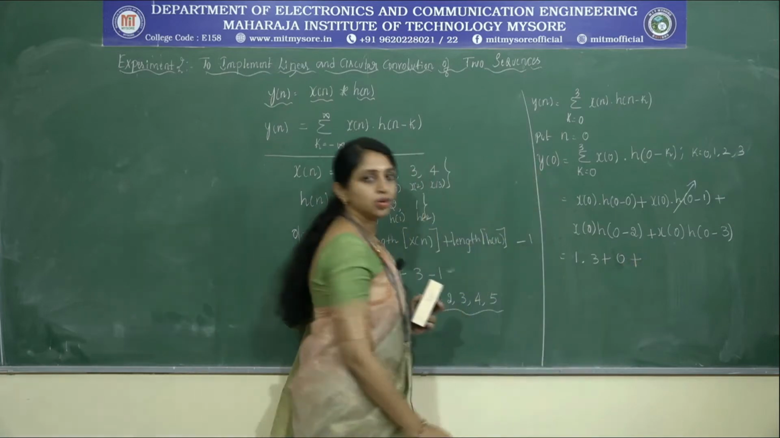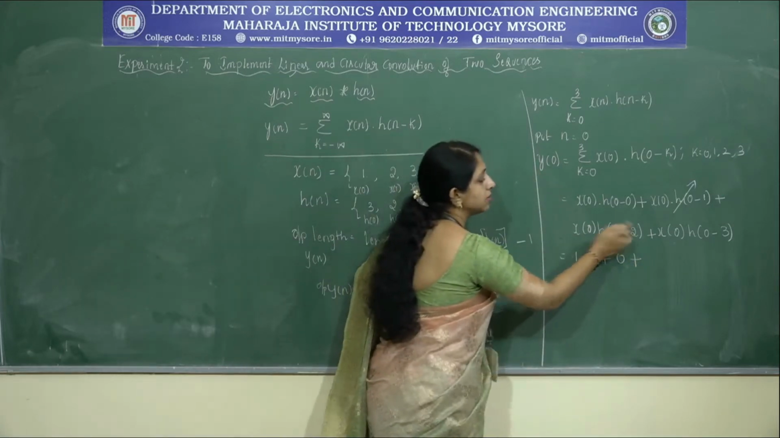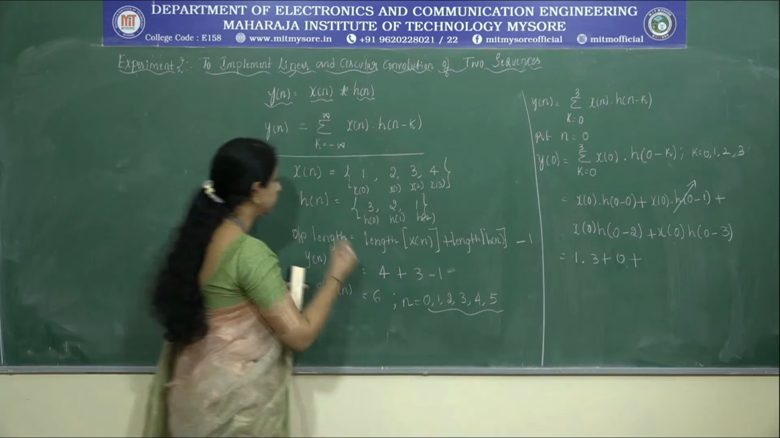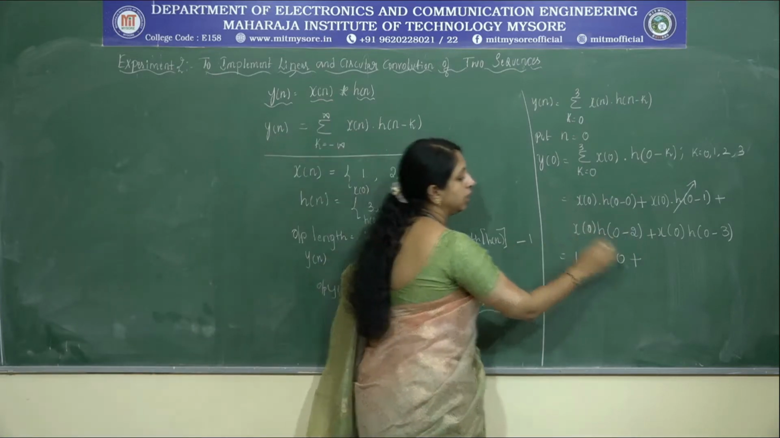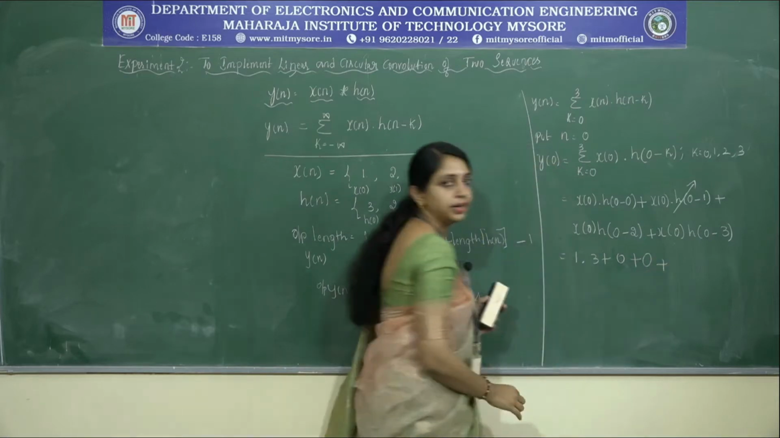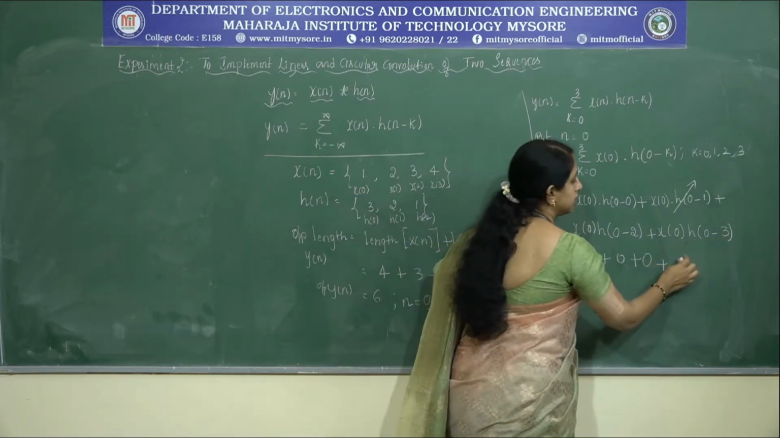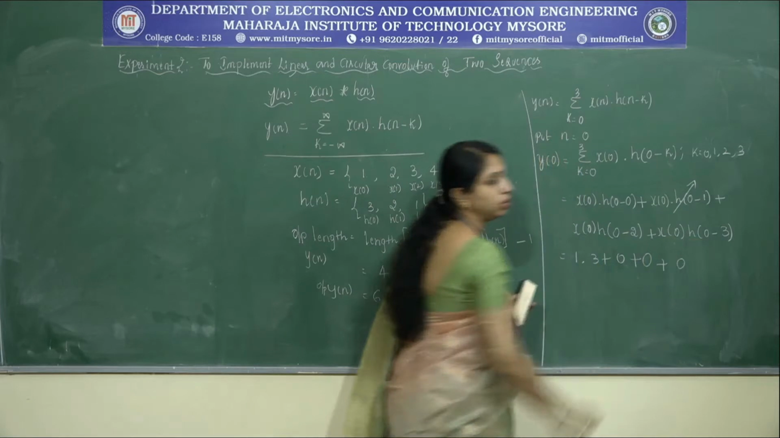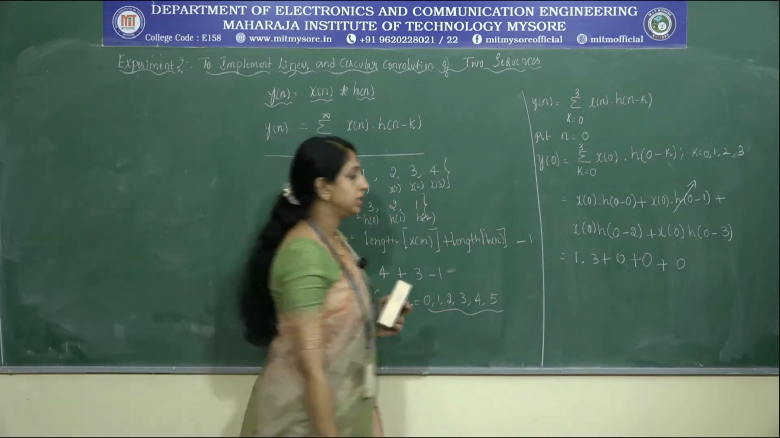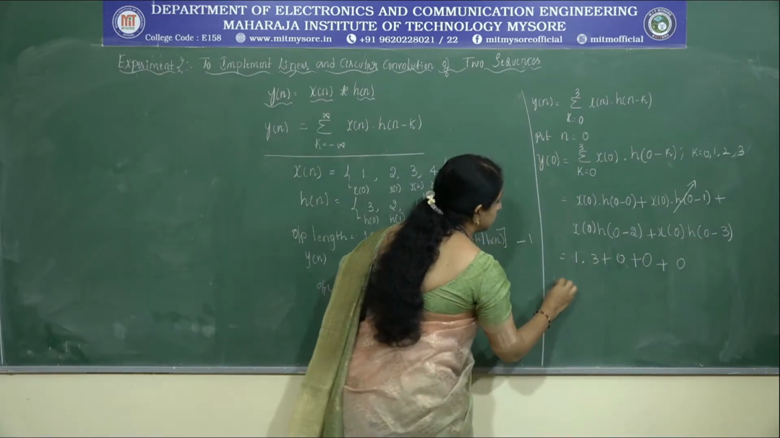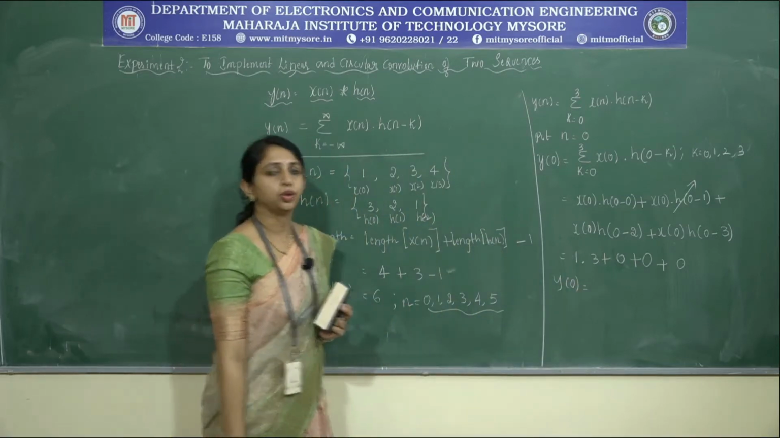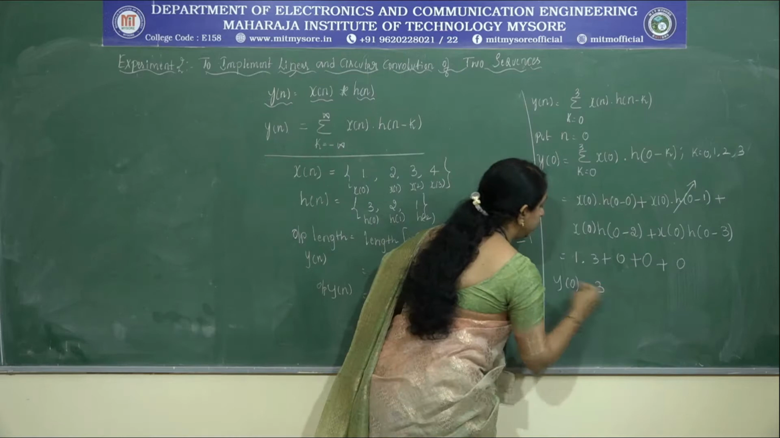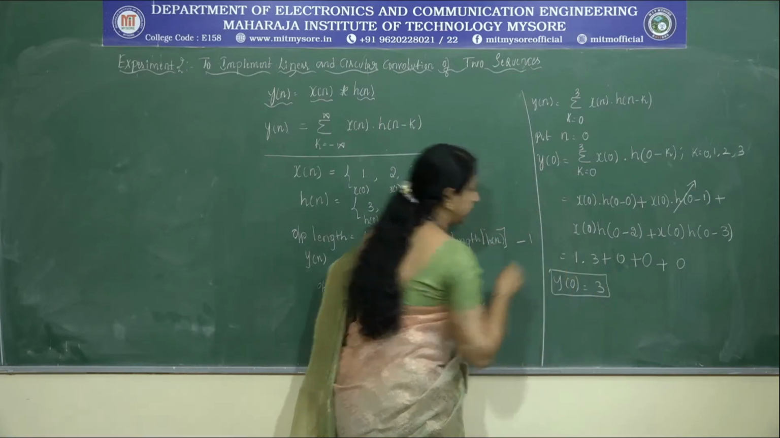Plus, here also we have h of minus 2. What is minus 2 value here? We don't have a value, hence you can take it as 0. 0 into anything, it will be 0. Here also, h of minus 3 is 0 and 0 into x of 0 value will be 0. And after solving this, we got a final first output of y as 1 into 3, that is 3.